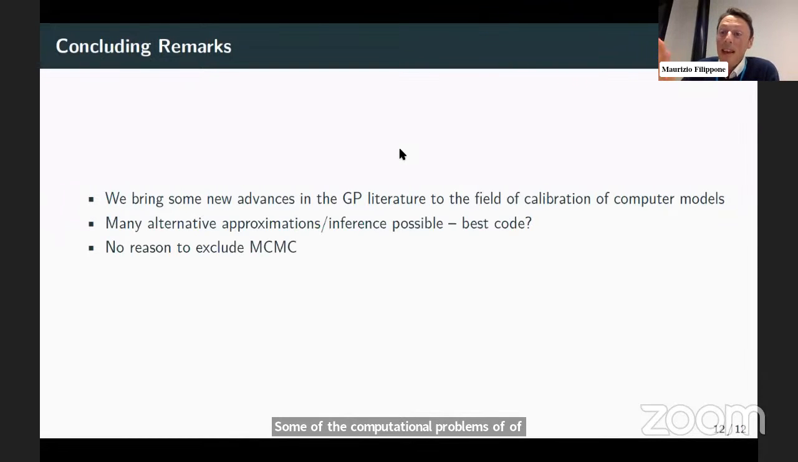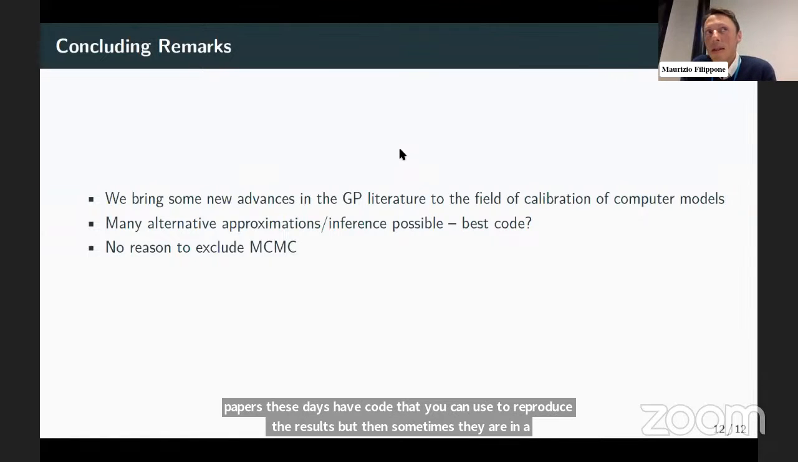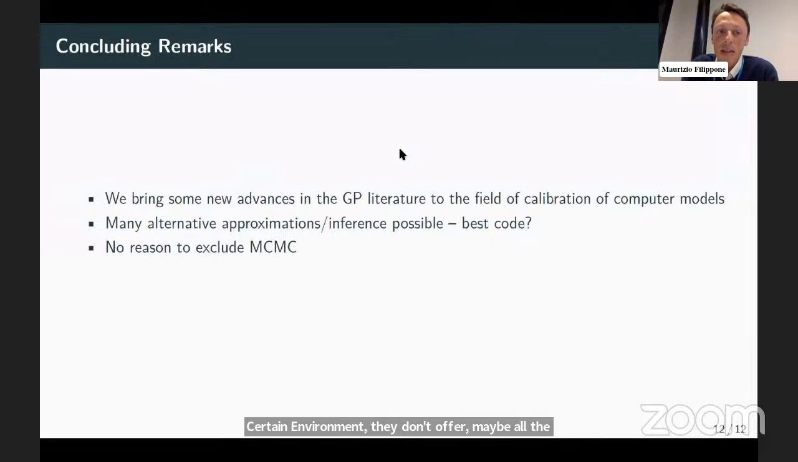And today, maybe I would do things differently. We have many ways of doing approximations of the posterior, model approximations, and so on. This is also touching upon a point that was raised in Annie's discussion with Bob Gramacy on the zoo of code that is out there. Most papers these days have code that you can use to reproduce the results, but sometimes they are in a certain environment. They don't offer maybe all the possible approximations you may want to try, so it's really hard to do comparisons. I really think that the discussion of Annie and Bob was really good in bringing this point up, and I think it's really important.